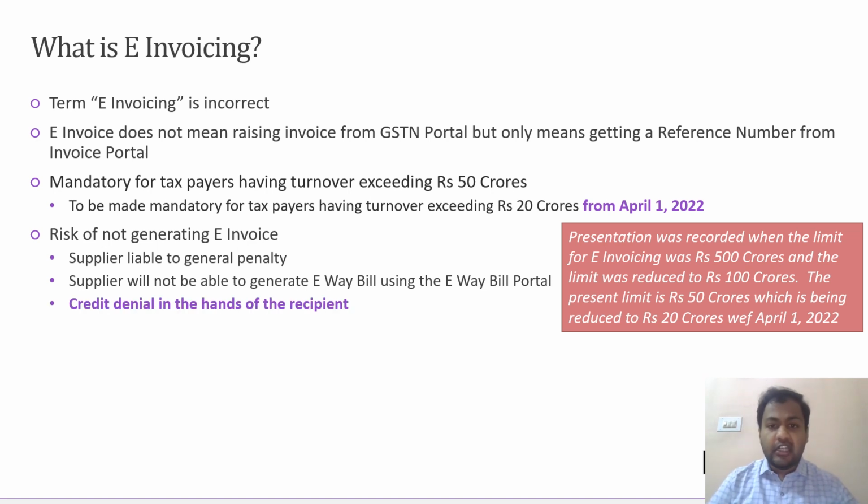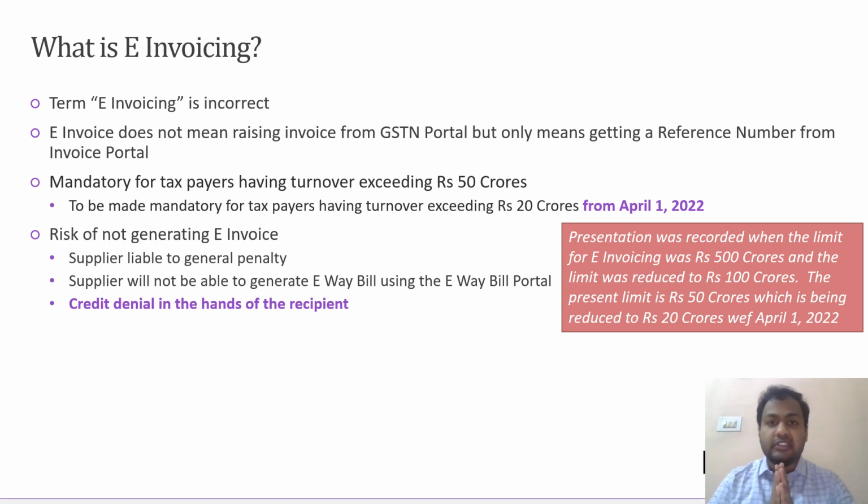And second, the recipient can claim the credit only based on a tax invoice, and when you as a supplier are required to generate an invoice electronically, an invoice other than an electronic invoice will not be treated as a tax invoice, which means the recipient has a risk of losing the credit of taxes that you have charged to him.